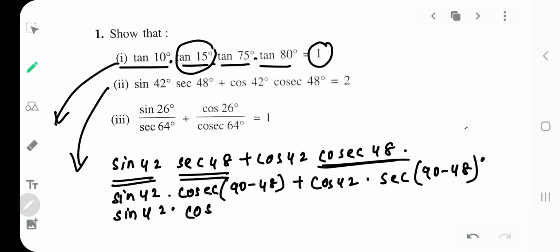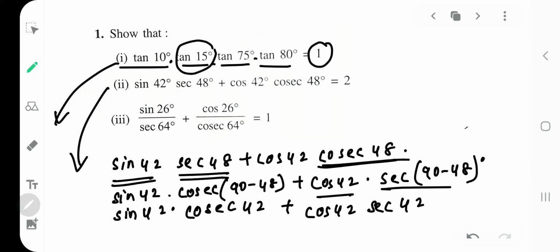Now sine 42, keep it as it is. For cosec 90 minus 48, write it cosec 42. For cos 42, keep it as it is. And for sec 90 minus 48, it is sec 42. 90 minus 48 is 42. Got my point clear?